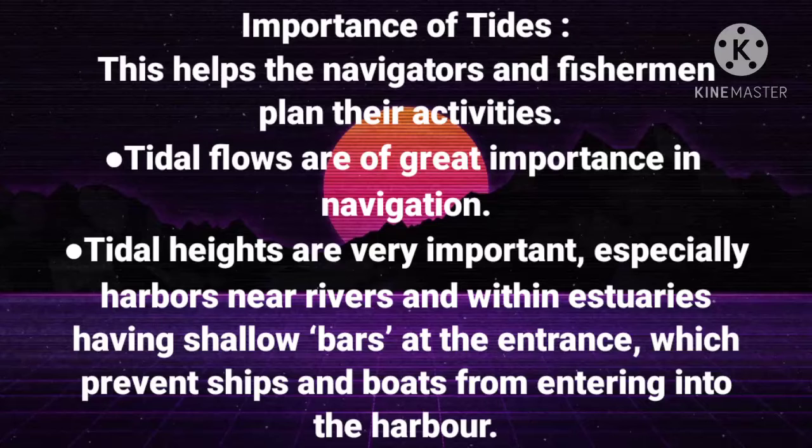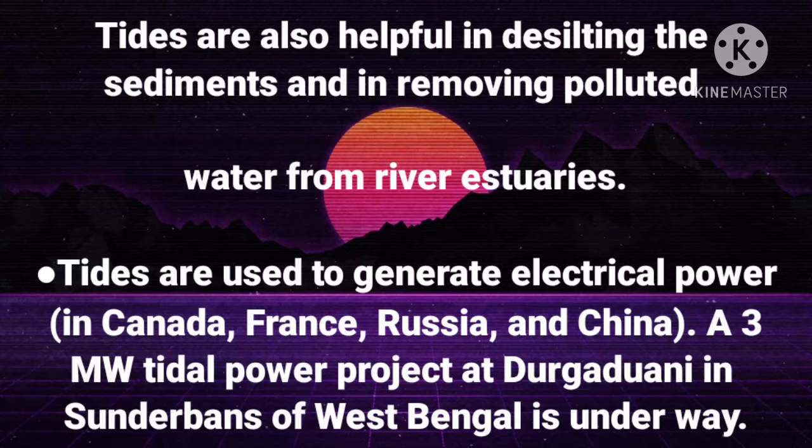So students, if we talk about the importance of the tides, tides help the navigators and the fishermen, and these are also helpful for many important things. Tidal heights are very important, especially for harbors near rivers and with estuaries having shallow bars. Tides are also helpful in desilting the sediments and also in removing the polluted water from the river estuaries. And tides are used to generate electrical power. A 3 MW tidal power project at Durgaduani in Sundarban of West Bengal is underway.